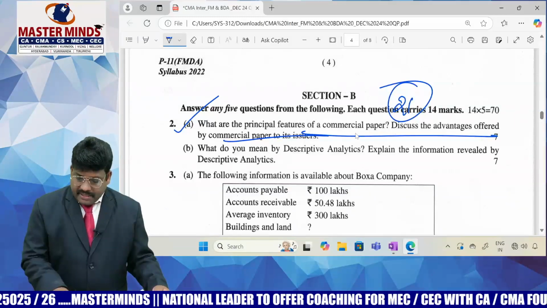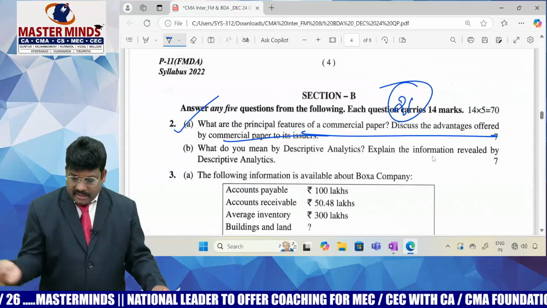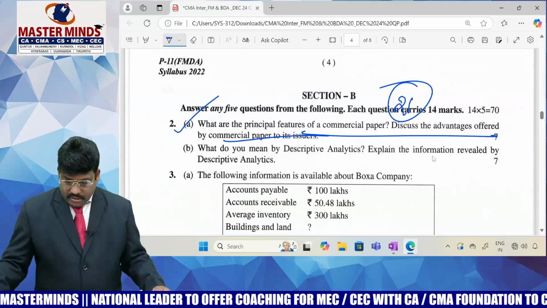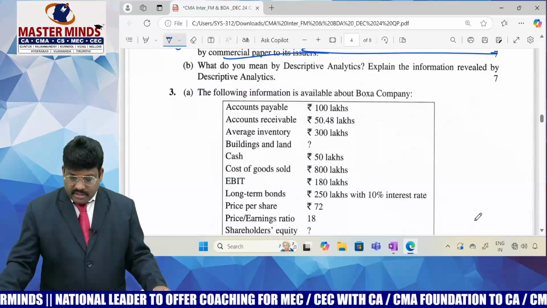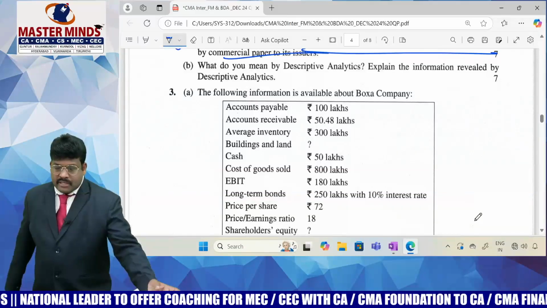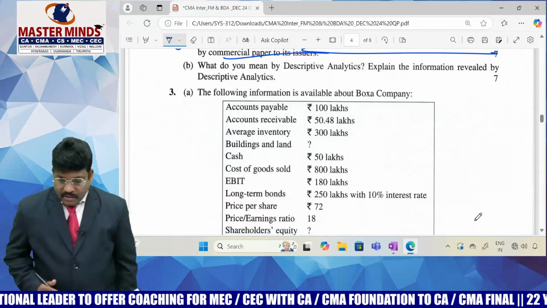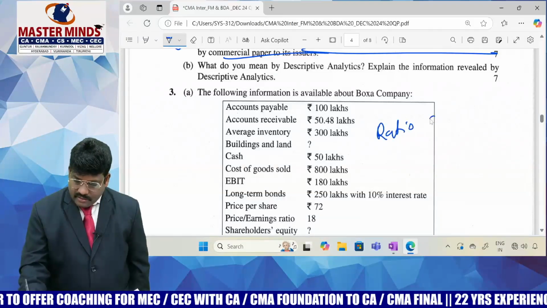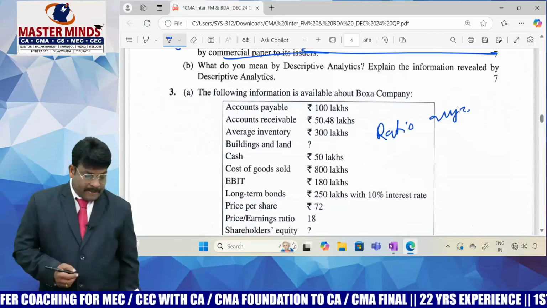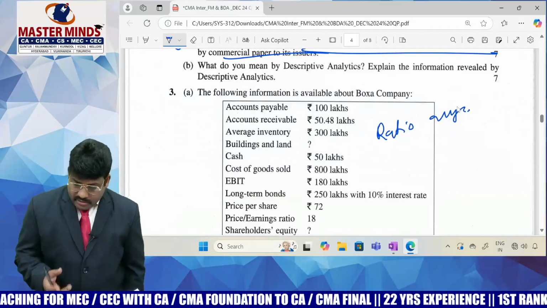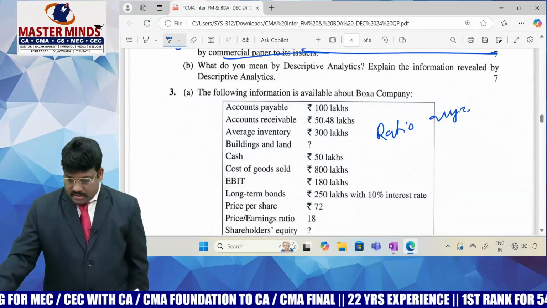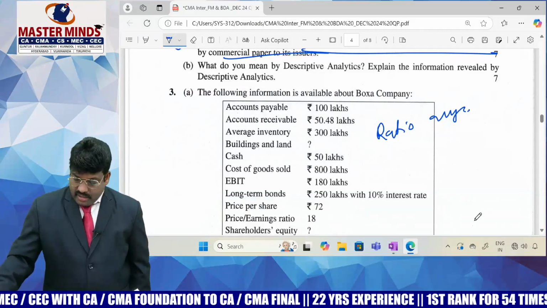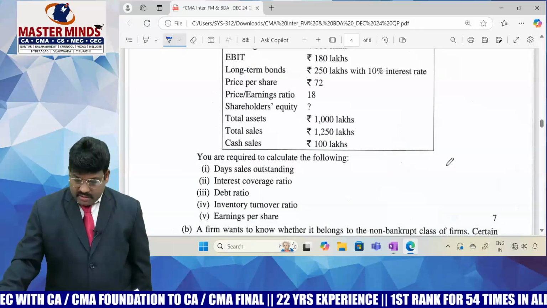Whereas this BDA descriptive analysis is nothing but a data analysis, business data analysis, okay? So coming to the next one, this is the question. The following information is available in books of the company, particularly accounts payable and everything. This is from ratio analysis. I openly say this seems to be a little bit new model, but you can easily handle it.